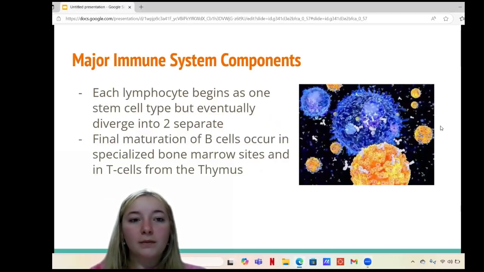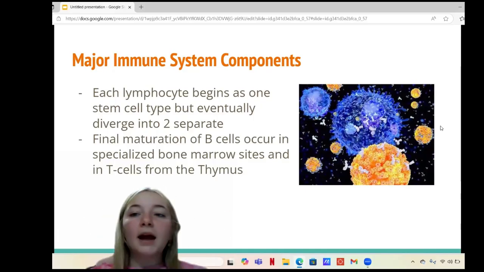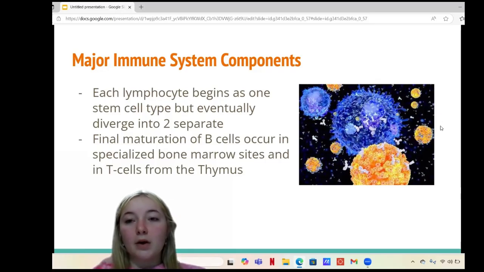So, the major immune system components. Multiple different components play into our immune system, which works hard to keep us healthy and rid our bodies of bacteria and infections and foreign substances. These lymphocytes start as one stem cell type, but they divide into two. And this allows them to overpower and kill off any infections, foreign substances, or bacteria that may be getting into a wound and setting up infection, or just a virus in general.